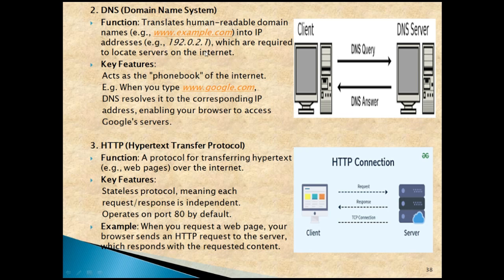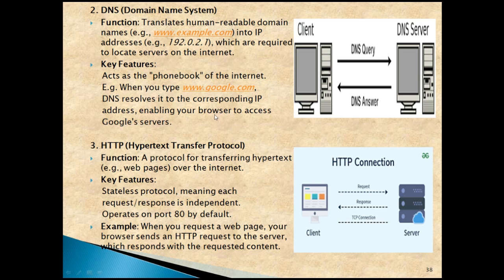So this is your client. You type in www.google.com. The DNS server changes that to the exact IP address, so that your client can locate the computer on the internet. The key feature is that it acts as a phone book of the internet. So when you type www.google.com, the DNS resolves it to the corresponding IP address, enabling your browser to access Google servers.